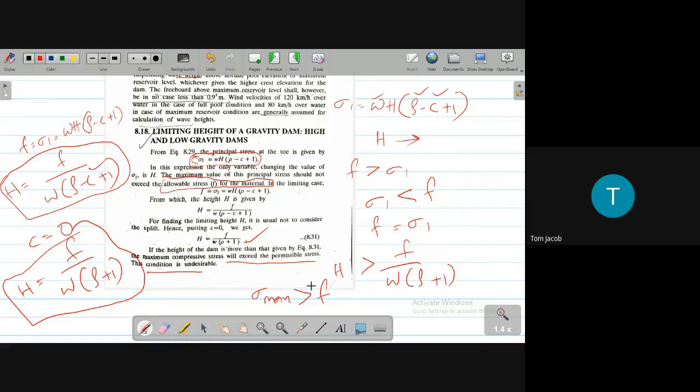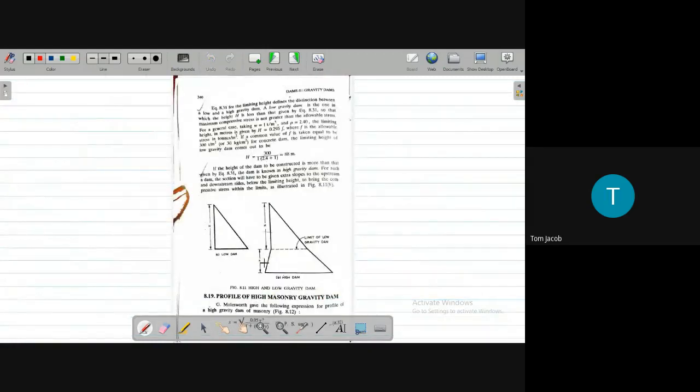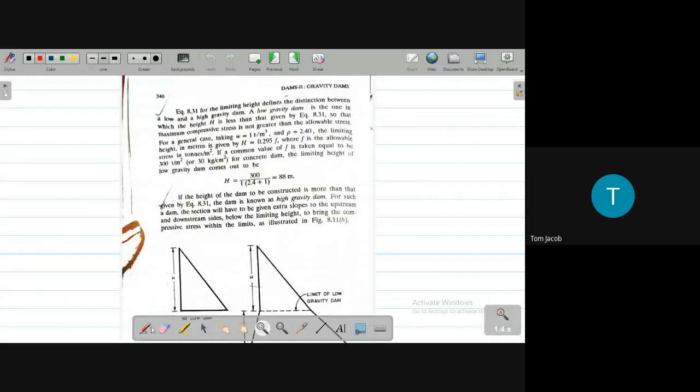So in that condition, we can say that the limiting height defines the distinction between a low and high gravity dam. That means a low gravity dam is a dam which has a height less than the limiting height, where H is equal to F by W into (rho minus C plus 1).